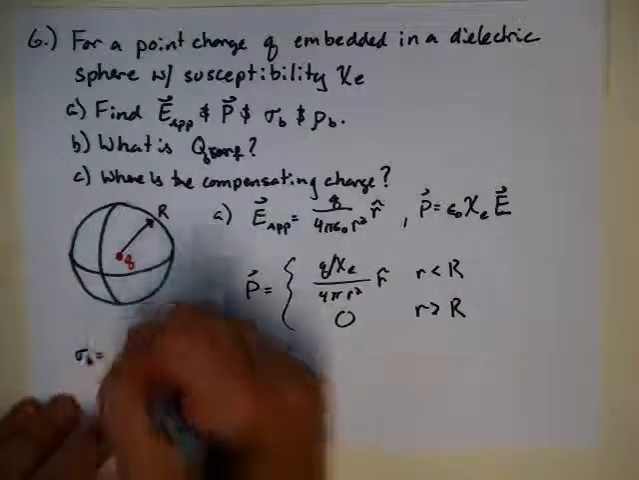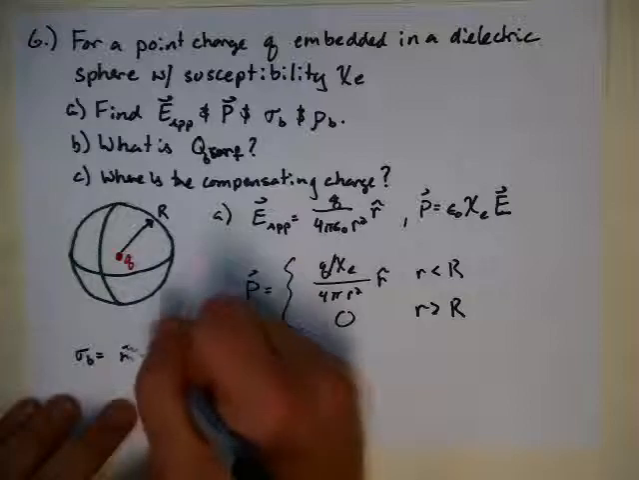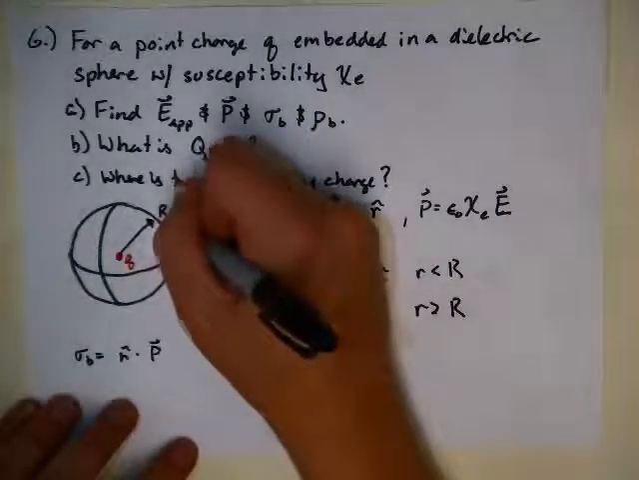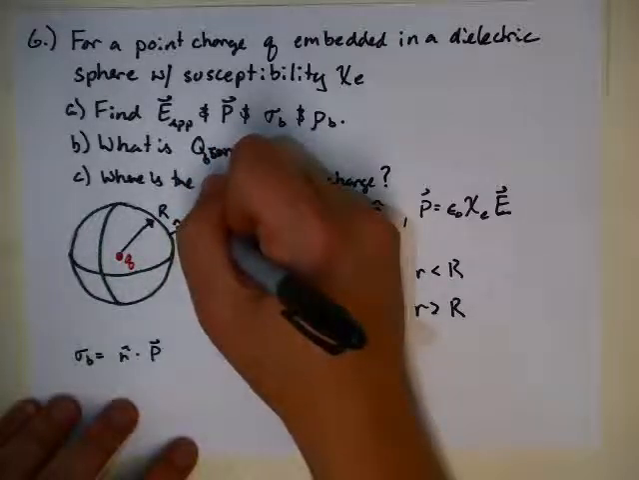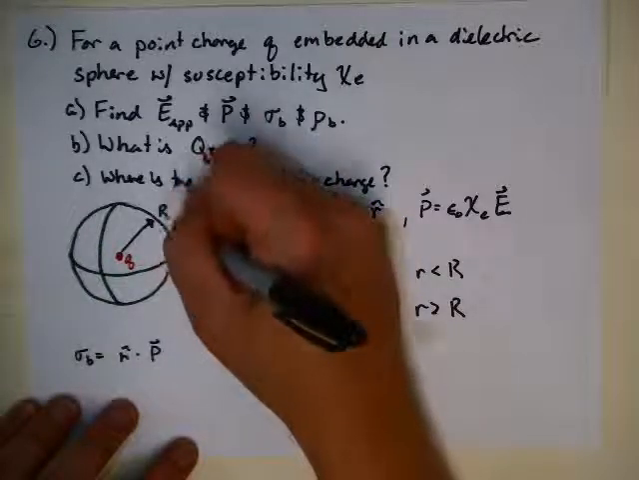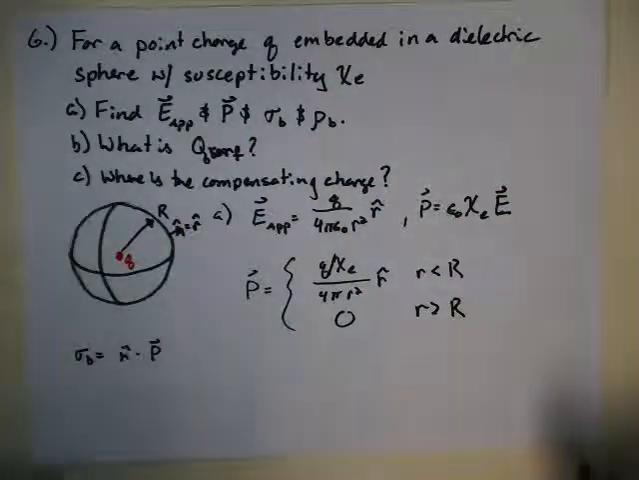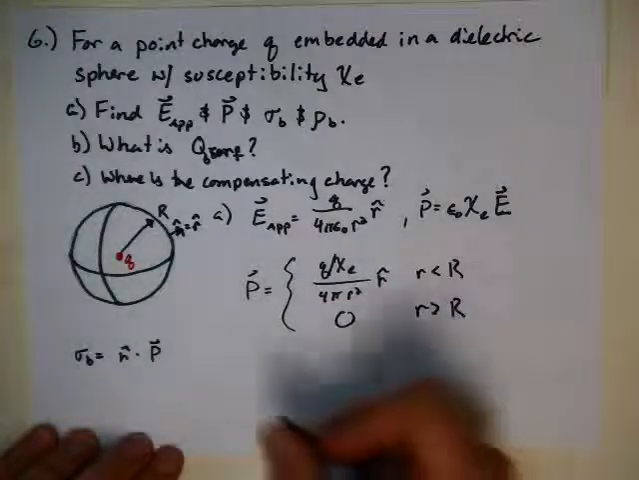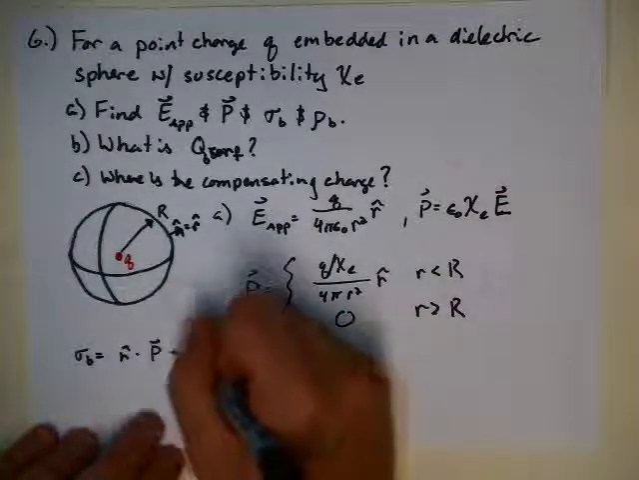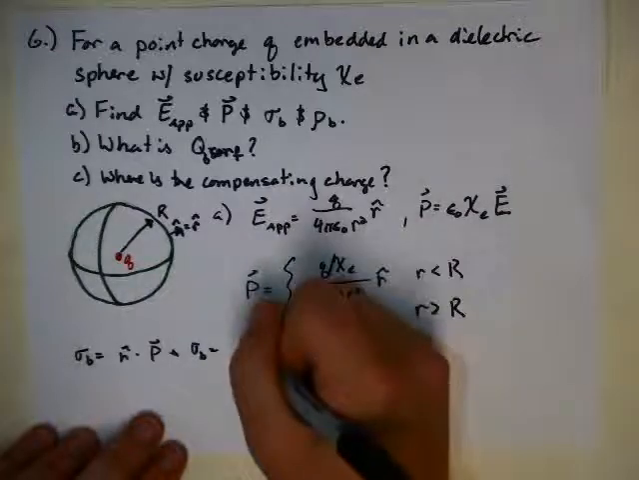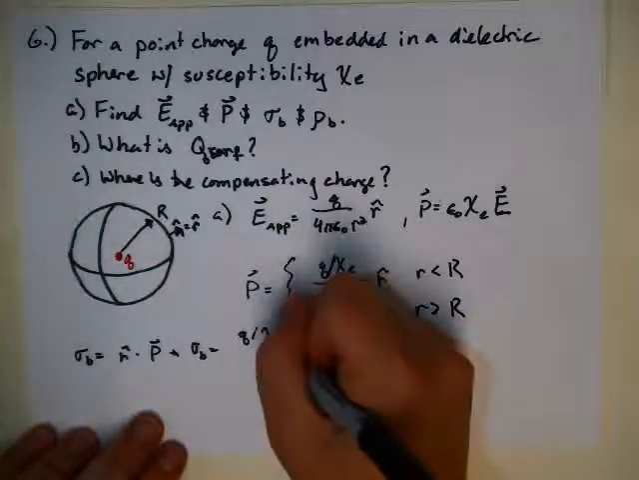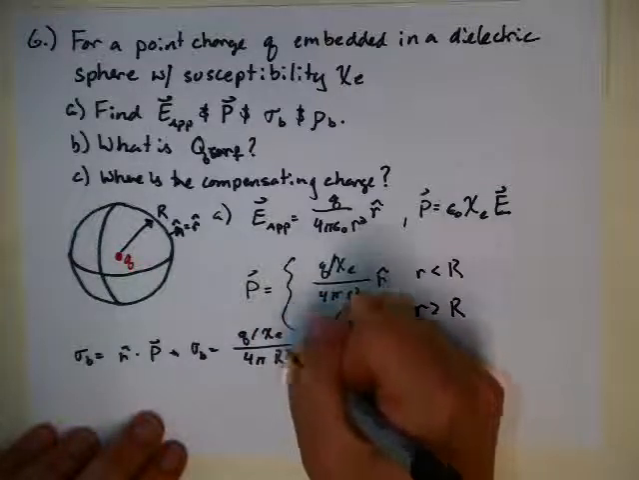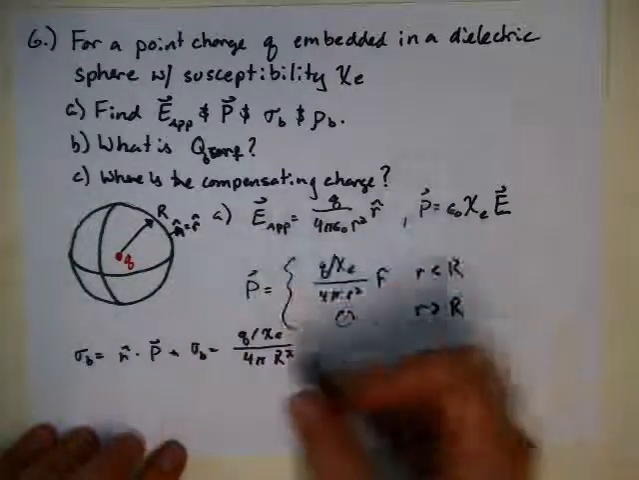The bound surface charge, of course, is n hat dot polarization. And n hat is of course in the r hat direction. And so it's just going to be the polarization evaluated at capital R. And so sigma b is going to be Q times chi e over 1 plus chi e, over 4 pi capital R squared. So that's sigma b.